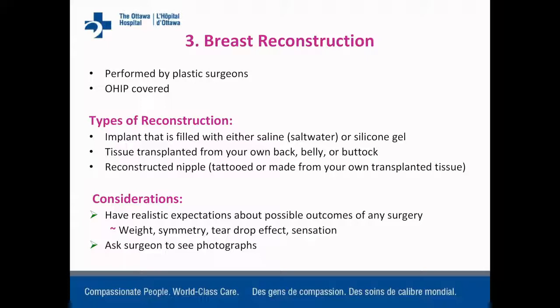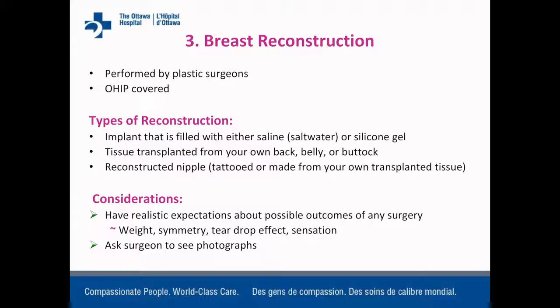Sometimes the plastic surgeons will have in their office photographs of their really good work, and maybe not so much their good work. And so you can ask to see their photographs around what you can expect an outcome to look like.